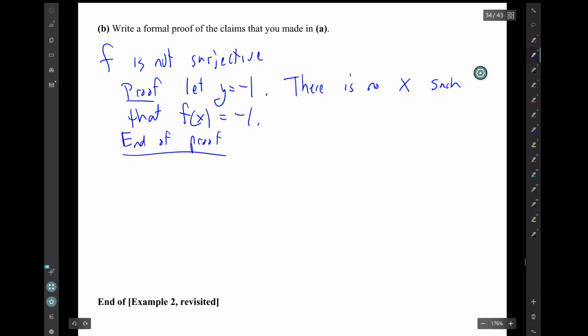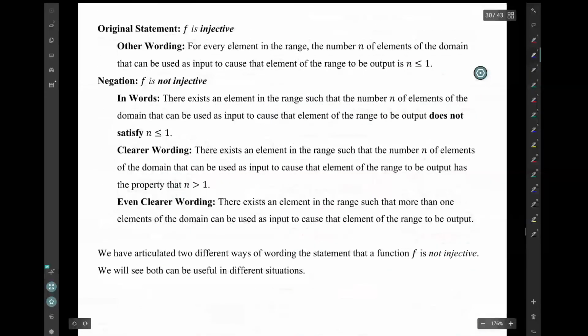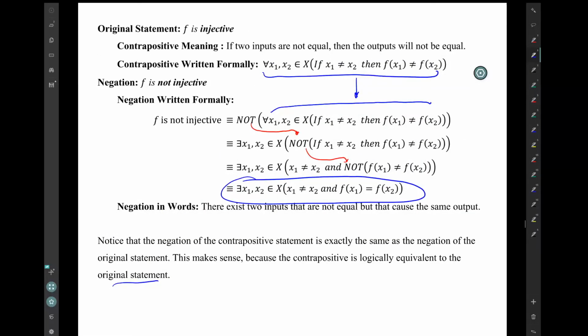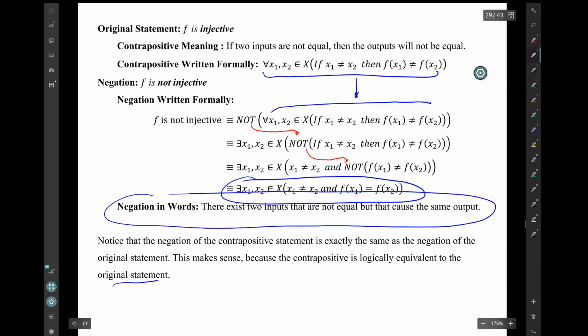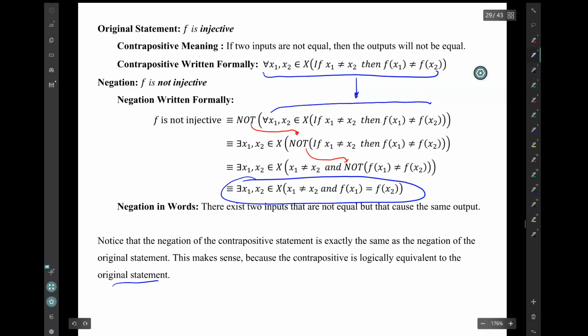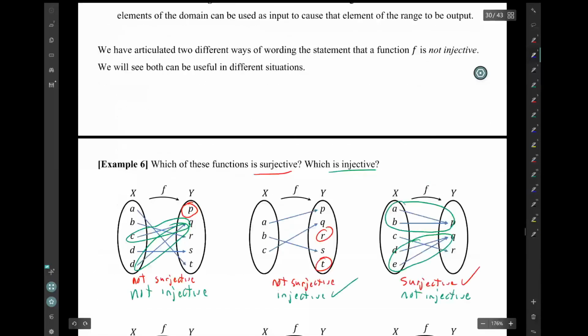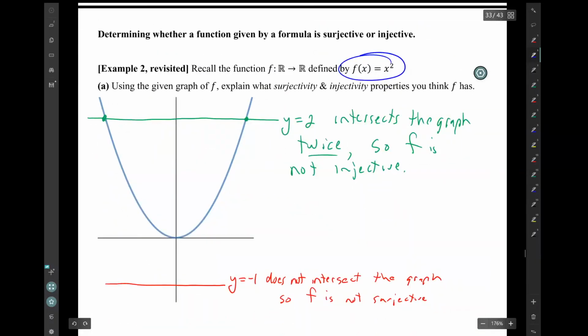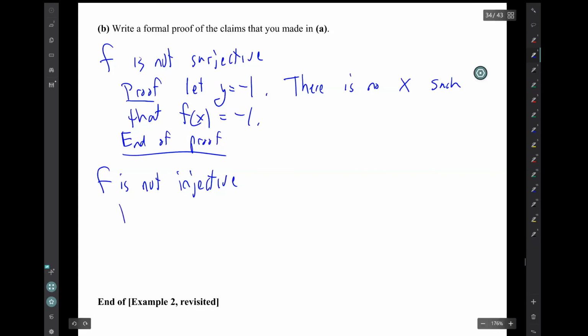Now how do we prove that f is not injective? Well, let's go back up and see what the statement of not injective means. The negation of injective is this: there exist two inputs that are not equal, but that cause the same output. So if we want to prove that the function is not injective, we have to address that. So we have to say this. We have to come up with an example. We could write it this way.